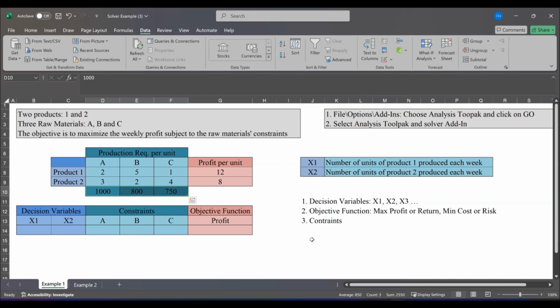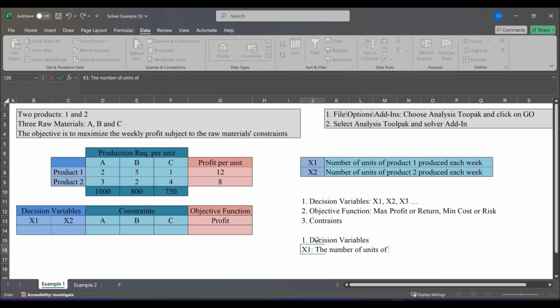So here, let's start step by step. The first step, my decision variables are first X1. I can define X1 as the number of units of product one produced weekly. X2 is going to be the same, but it's going to be for mainly product two.